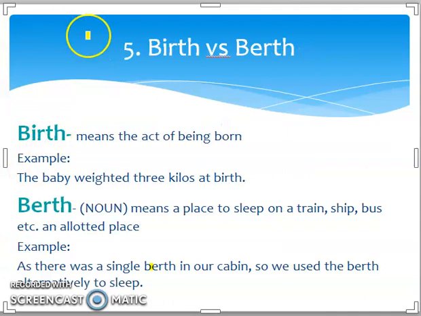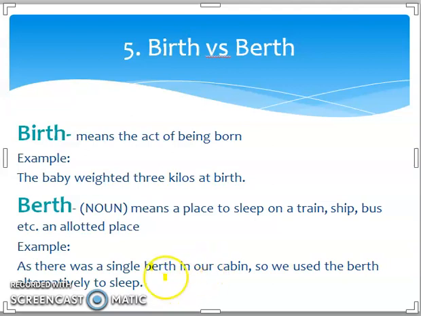Birth versus berth. Now, this is not birth, this is berth. The first one, birth, very simple, means the act of being born. Example, the baby weighed 3 kilos at birth. The second word, berth, as a noun, means a place to sleep on a train, ship, bus, etc., or an allotted place. Example, as there was a single berth in our cabin, we used the berth alternately to sleep.